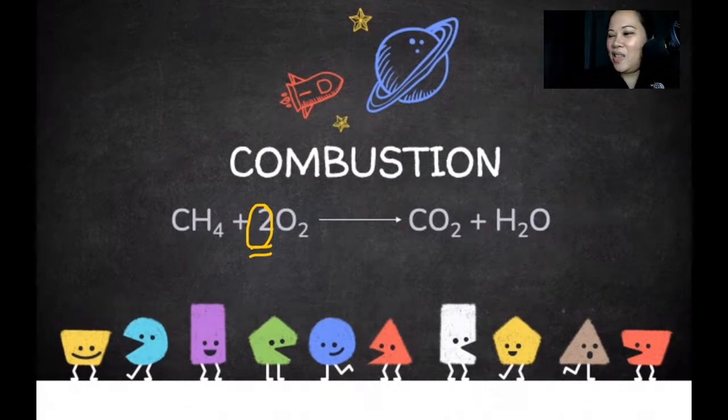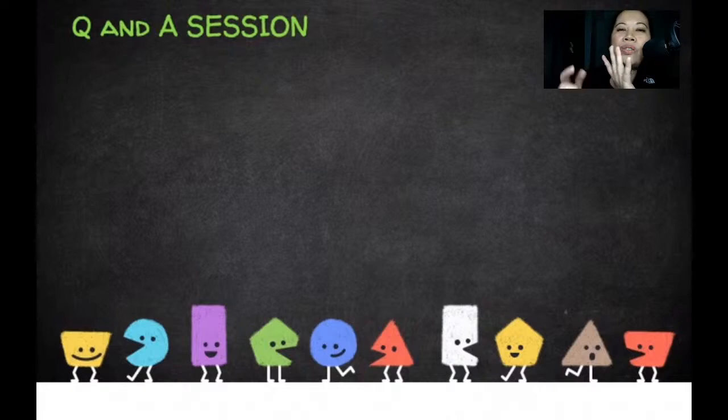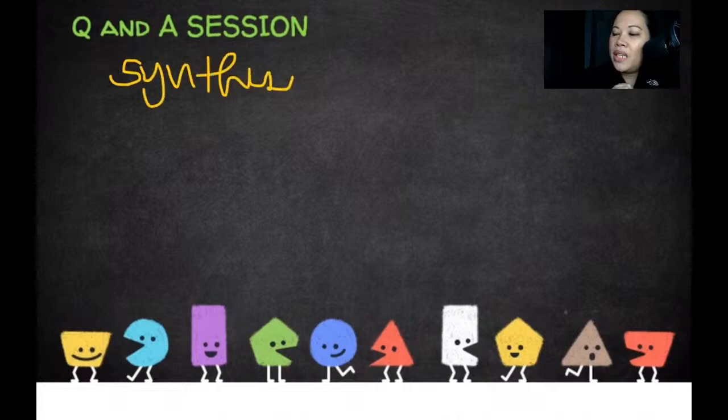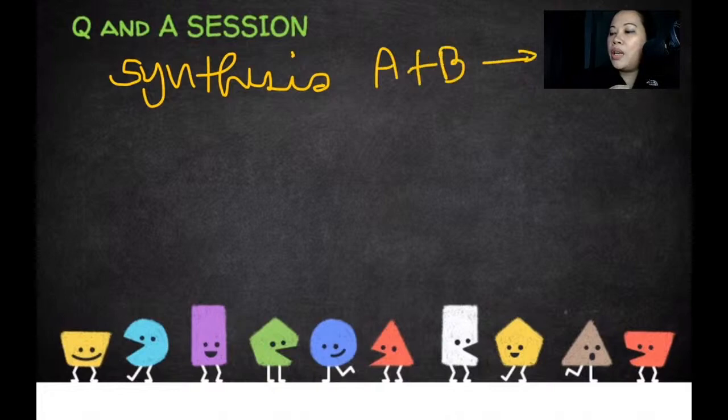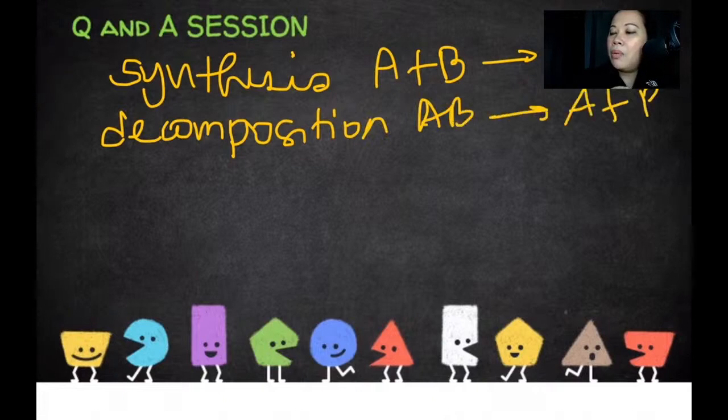All right, so I hope that we were able to understand the different types of reactions. I have introduced to you 5. There are other types of reactions, but I have only introduced to you 5 types tonight. You have your synthesis, which is getting together, 2 becomes 1. And then we have your decomposition, which is breaking up, so AB becomes A plus B.